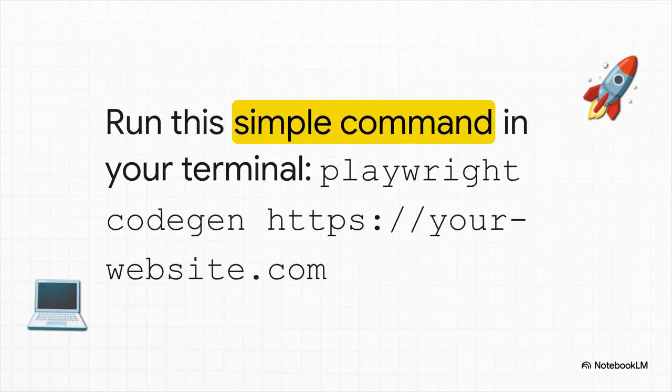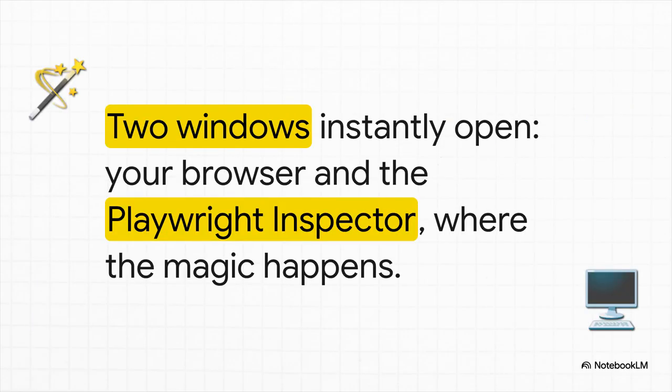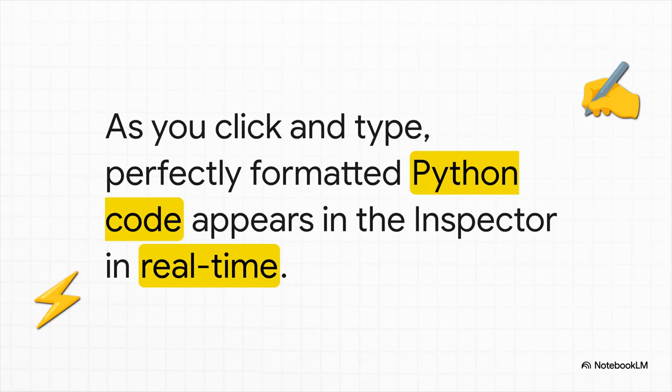Step 1, you just pop open your terminal. All you have to do is type Playwright Codegen and then the URL of the site you're testing. That's it. No complicated setup, no config files to mess with, just one line. The second you hit enter on that command, bam, 2 windows pop up. One is a clean browser window pointing right to your site, and the other one, that's the Playwright Inspector. This inspector window is your command center. It's where all the magic happens. Now, this is the really cool part.